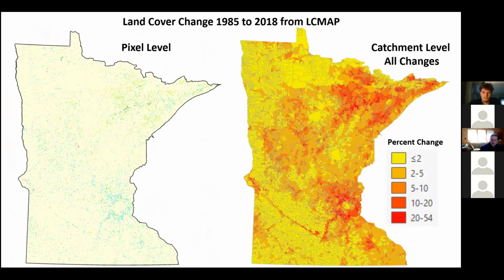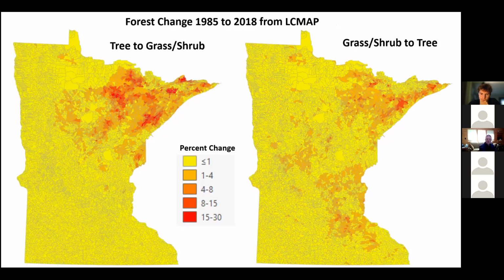Basically what I did is I calculated the pixel level change, from and to classification, at the pixel level, and then compiled that at the catchment level, which is over on the right. So some parts of the state have seen a lot of change, up to 54% in some of these areas, the metro, and then some of the forested areas up here. We identify what they're going to. This is harvested forest in this area, and then this is regenerating forest over here.